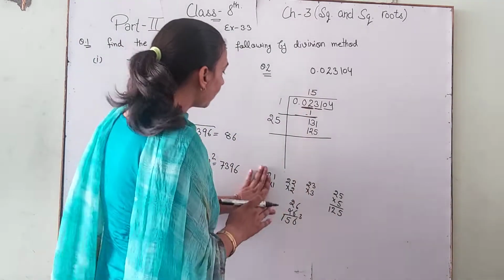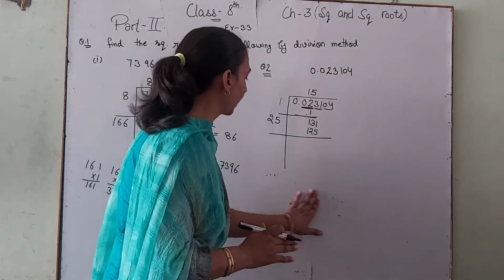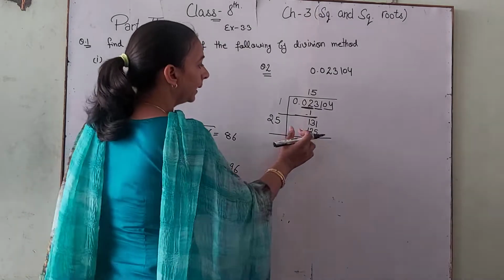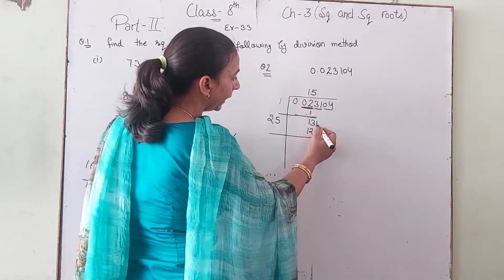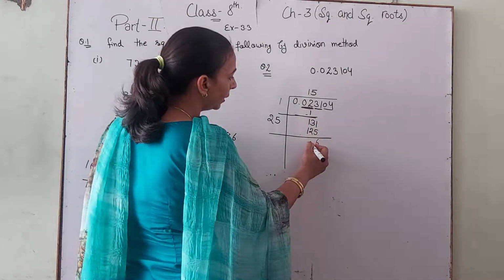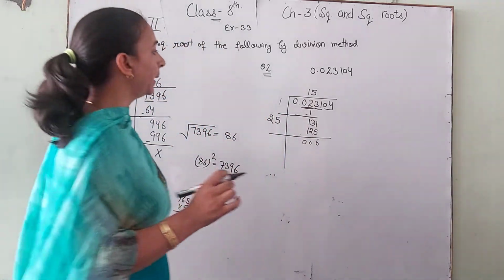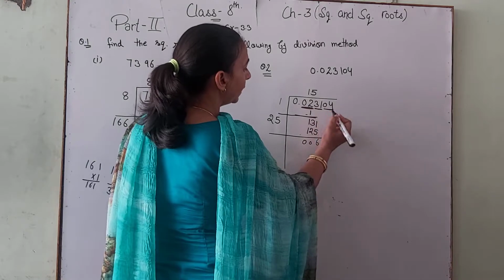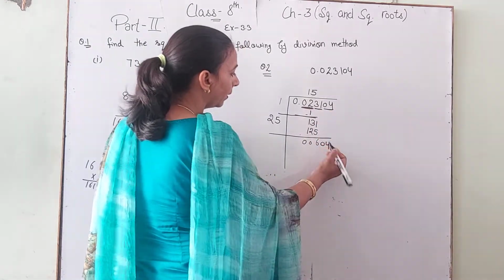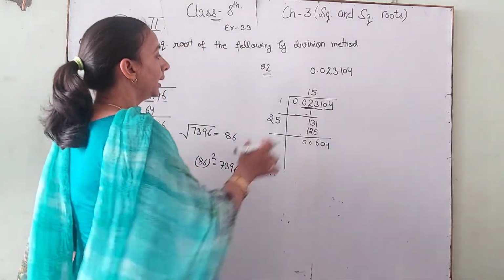Okay. Next, subtract this: 11 minus 5, 6, then 0 and 0. Next we take the next pair. The next pair is 0 4, then 0 and 4.